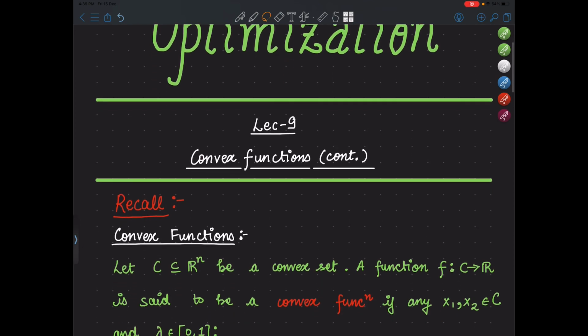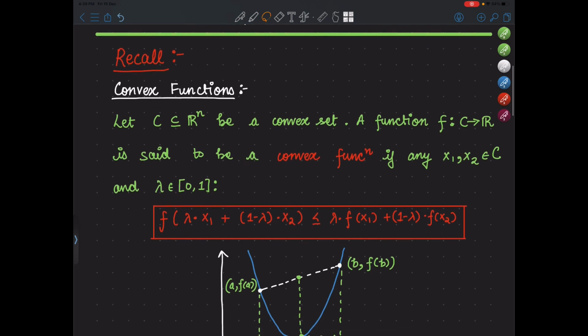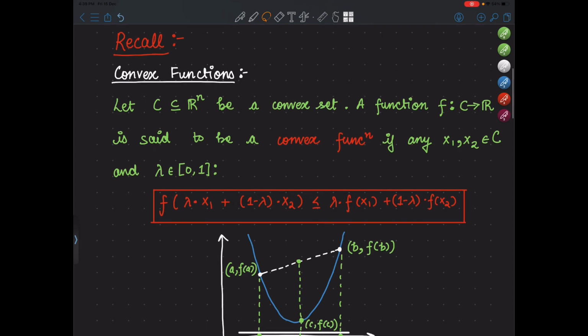So before we begin with today's lecture, we'll just recall a few of the definitions and the things that we covered in the last lecture. So we'll start with the convex function definition. Let C be some subset of n-dimensional real space, and let it be a convex set. A convex set is basically a set in which, if you take any 2 points, the line segment joining those 2 points lies inside the set.